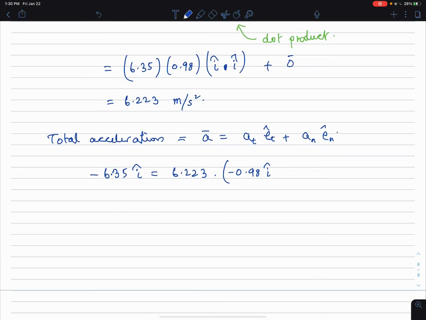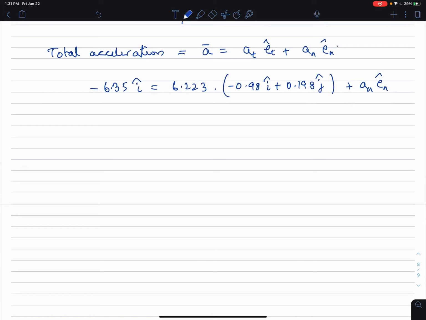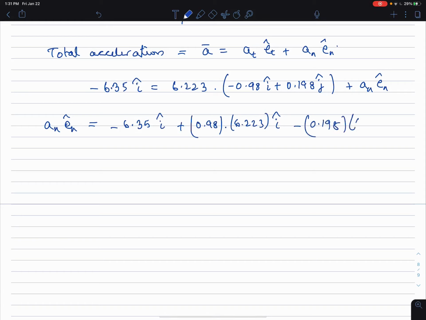Okay, so let's rearrange things. Bring this to the side, or basically keep this here and bring everything to the other side. So you have minus 6.35 i plus 0.98 times 6.223 i minus 0.198 times 6.223 j.